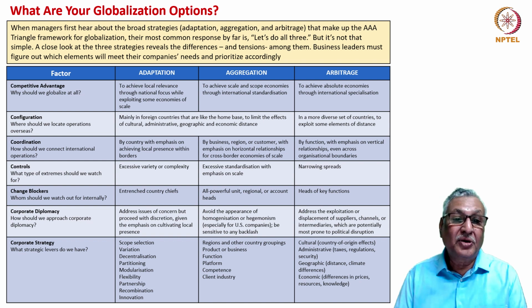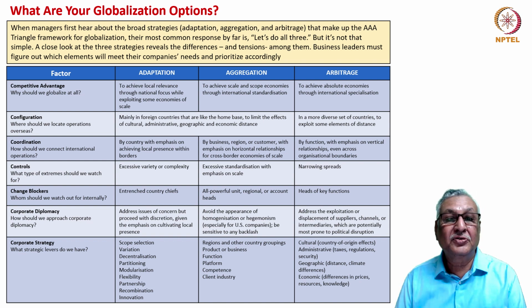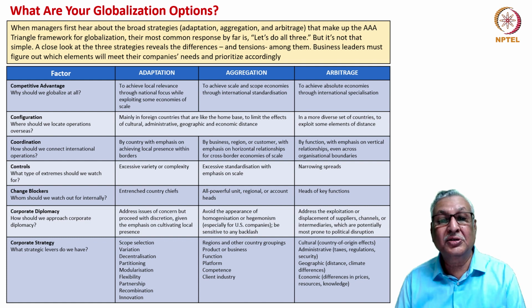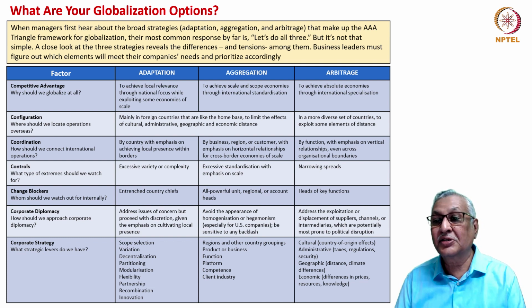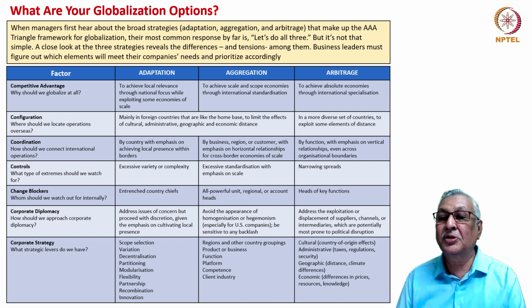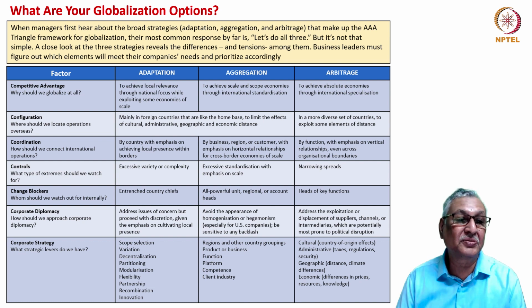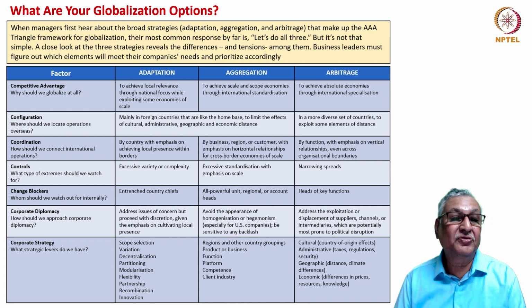In case of adaptation, local relevance is achieved through national focus, while economies of scale are exploited to some extent. In aggregation, we tend to get scale and scope economies through international standardization, whereas in arbitrage, we get absolute economies through international specialization. The second factor is where should we locate our operations.